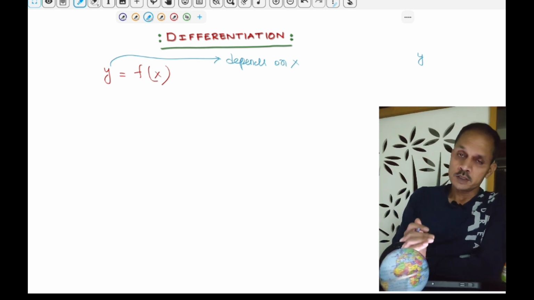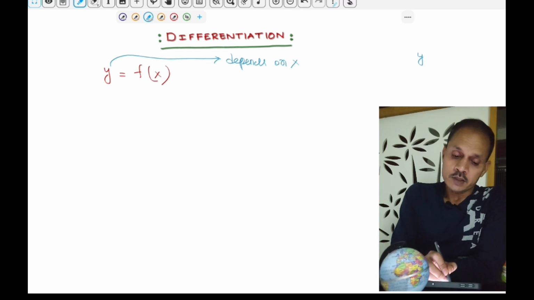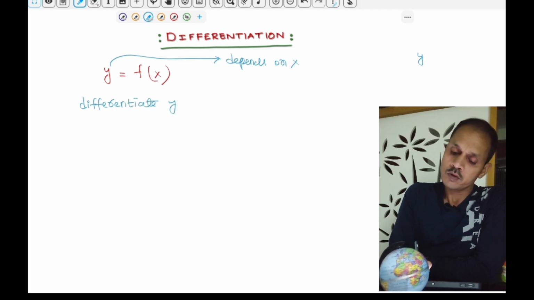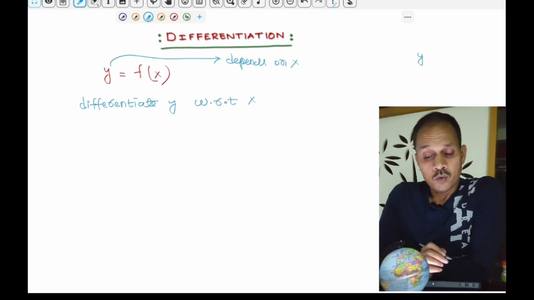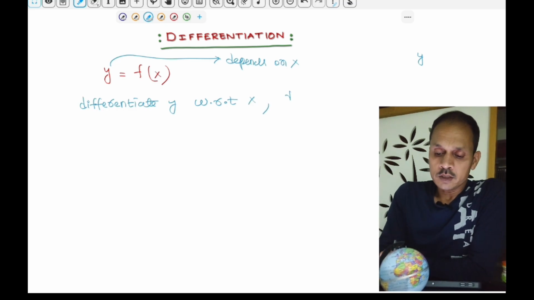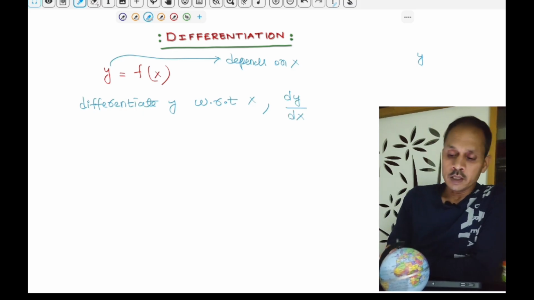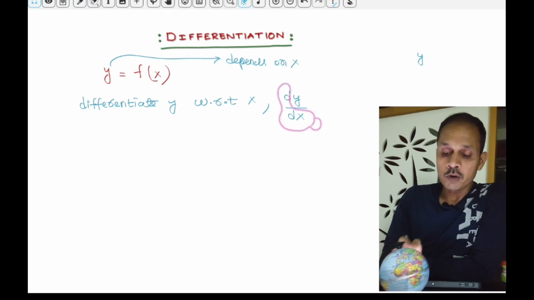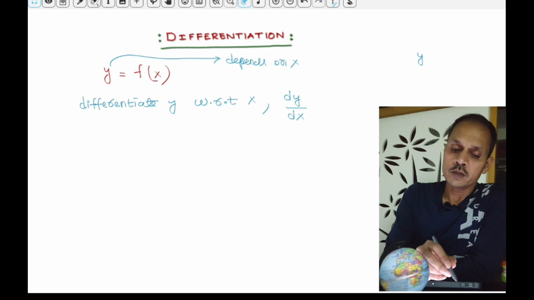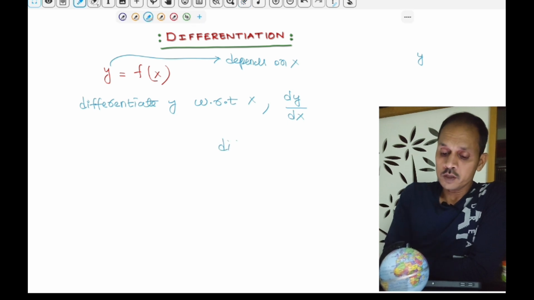Now, what is meant by this differentiation? I differentiate y with respect to x. What does it mean? We will write this one as dy by dx. What is it actually? Dy by dx here is called differential operator.